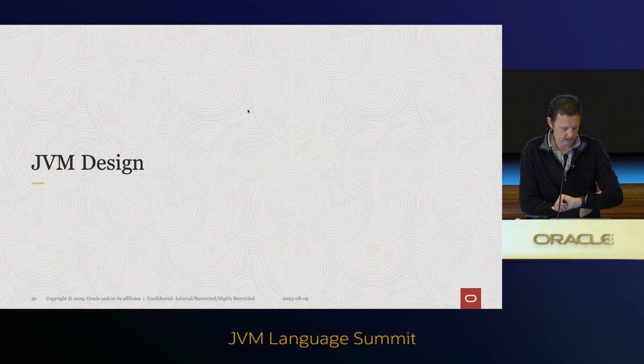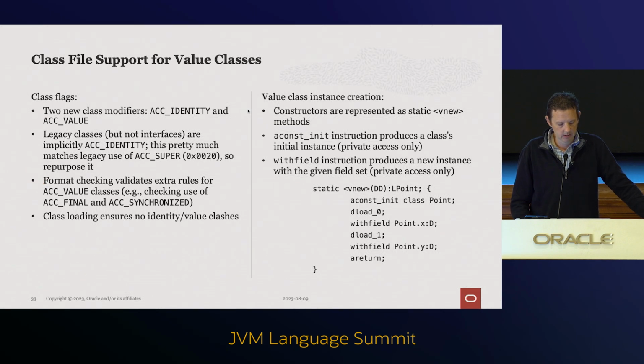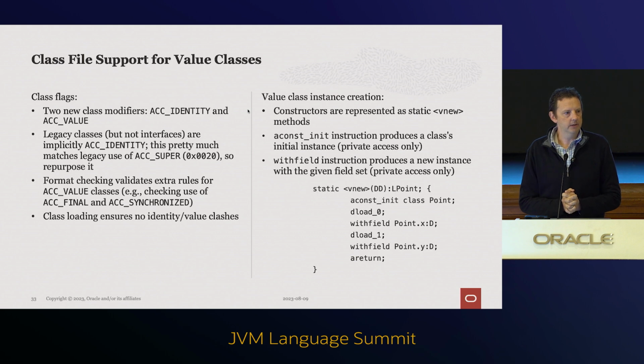All right, final section. I'm going to try to go about 10 to 15 more minutes here. JVM. Let me illustrate some of the underlying JVM capabilities. So what do we need for value classes? First of all, I talked about identity classes and value classes. That's a JVM property. So we have a couple of new class modifiers.